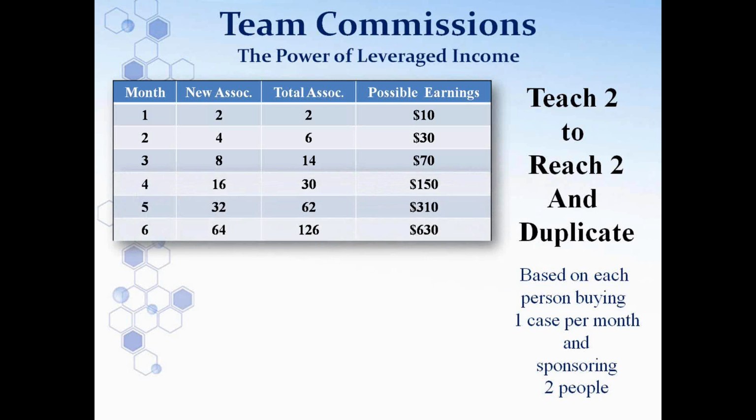Okay? So we push down to month 6. Look at this. 64 people come into your group. You now have over 100 total, generating you over $600 a month. Passive monthly residual income. This, guys, is a nice car payment. It's a mortgage payment in some parts of this country.